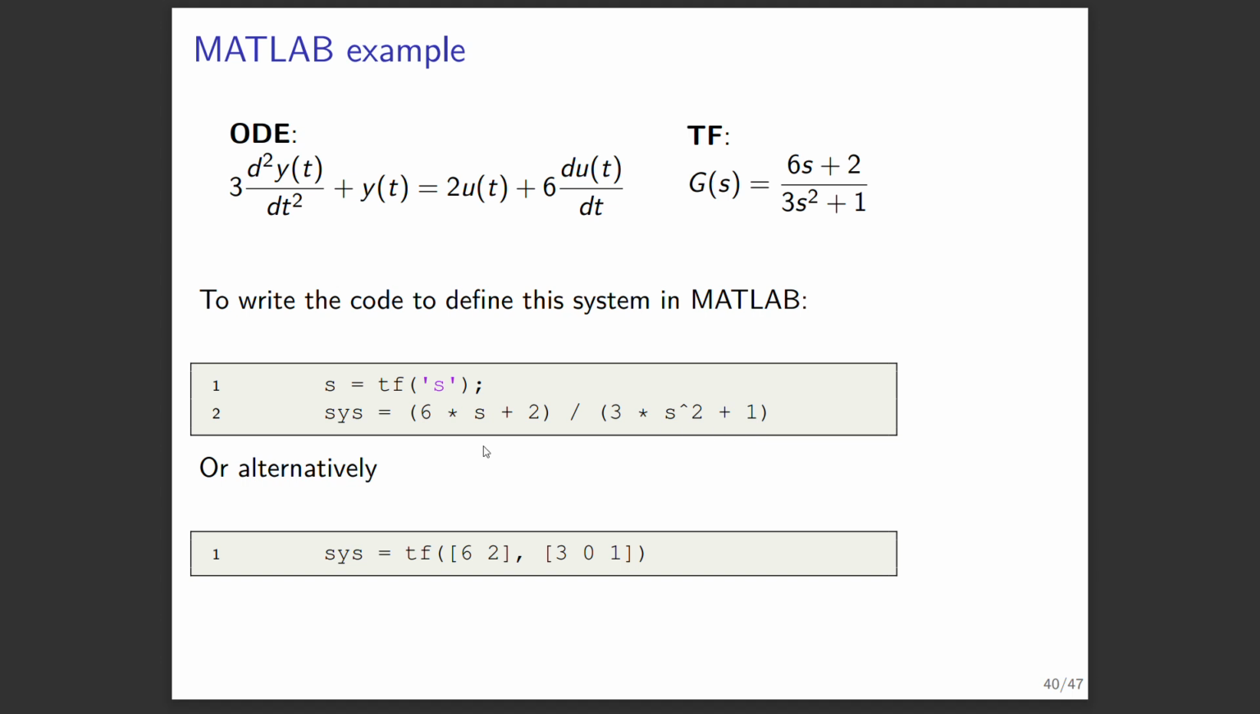Or alternatively, I can say my system is tf([6 2], [3 0 1]), where 6 and 2 are the coefficients of the numerator, and 3, 0, 1 are the coefficients of the denominator. What is 0? Well, I have 3s^2 plus 0 times s plus 1. That's why I have a 0 here.